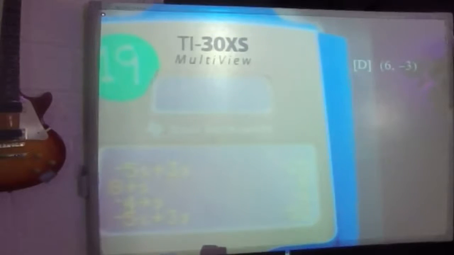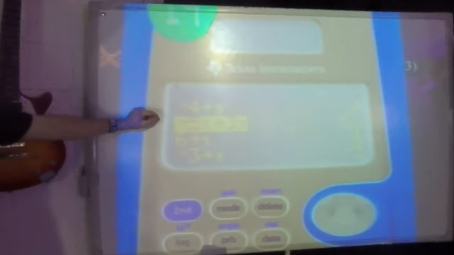6 and negative 3. 6 stores x, negative 3 stores y. Just to make sure, just some peace of mind if you are on your EOI, I would just test it anyway. You have all day to take that test. Test it anyway. This better come out to negative 39, and it does. So that one works. And if you did the bottom equation, which was negative 6x minus 7y, it better come out to negative 15, and it does.